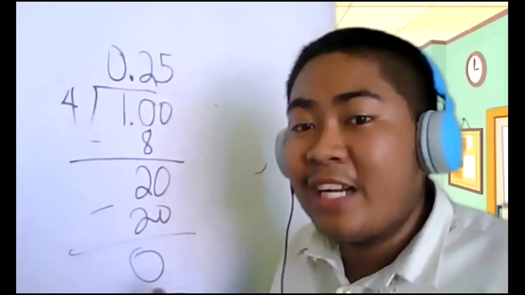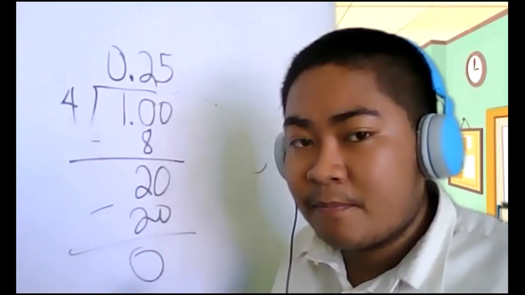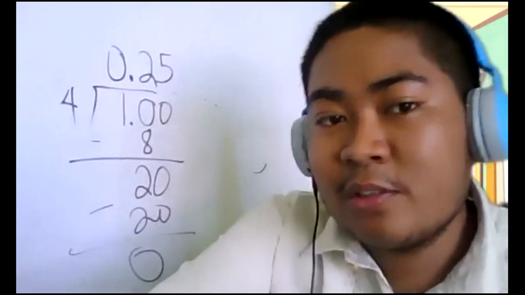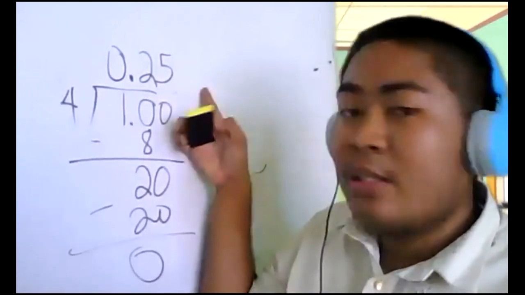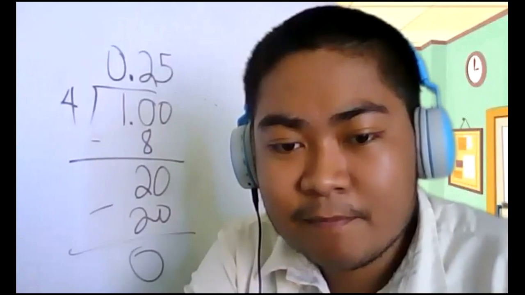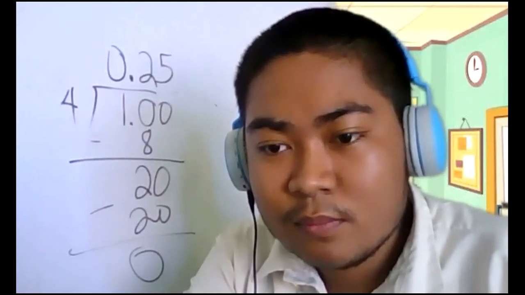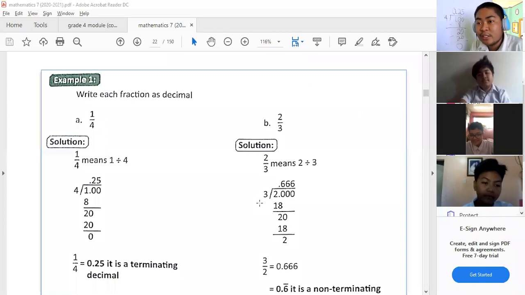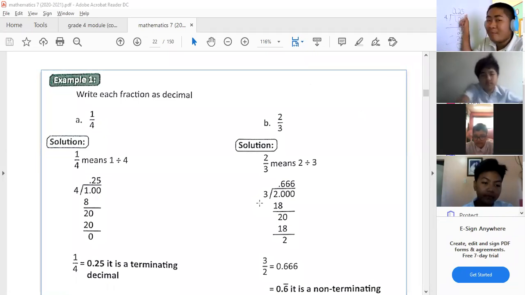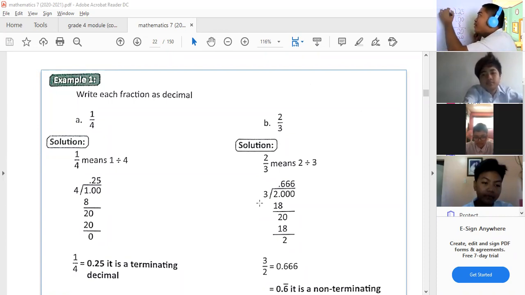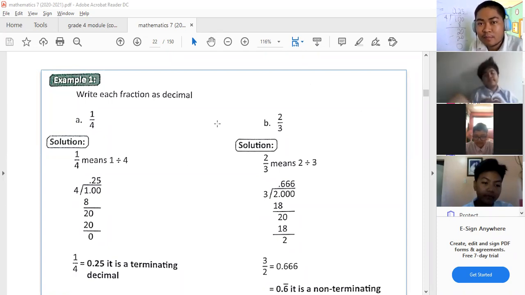So is it terminating or non-terminating? Terminating. So the answer there is 0.25. Got it? That is the conversion of a fraction to decimal. It's just like that. So we have become decimal. This is now our decimal. Earlier it was a fraction. So 1/4 is equal to 0.25. Okay, so how about 2/3?